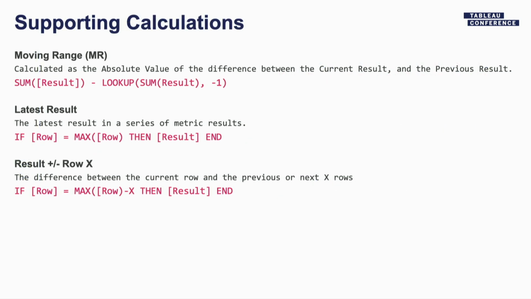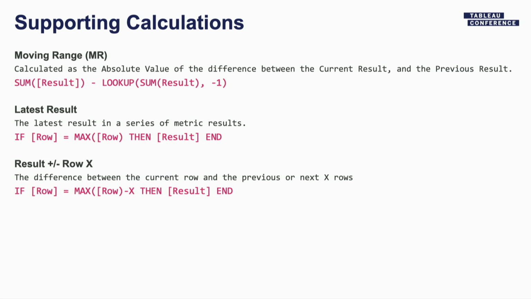All right, and then I have some what I call supporting calculations. They don't really show up in any of the reporting. They're just used by the other calculated fields. So the moving range is that difference between the different rows. The latest result just gives me the latest result. So if my time frame is 10 days, the latest result is just the result for day 10.